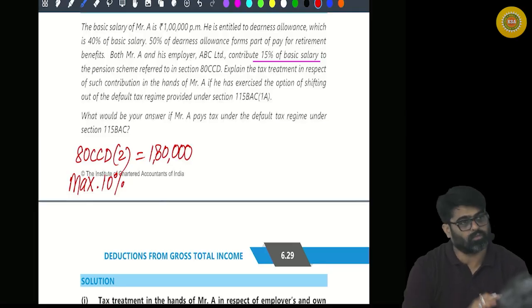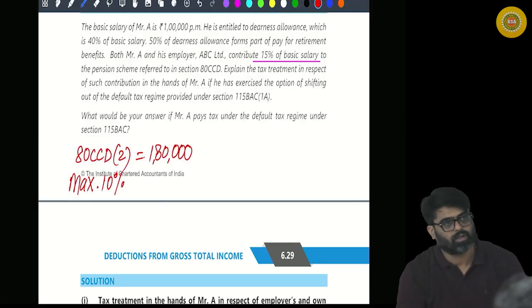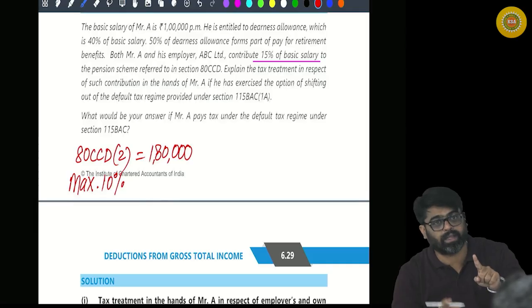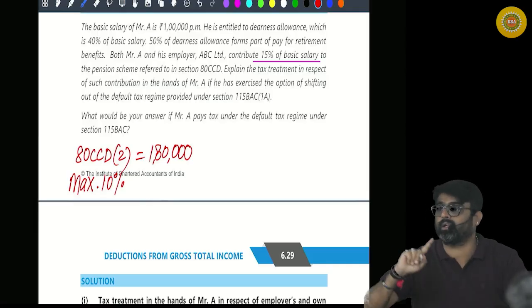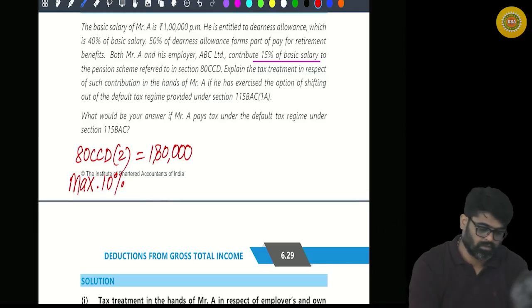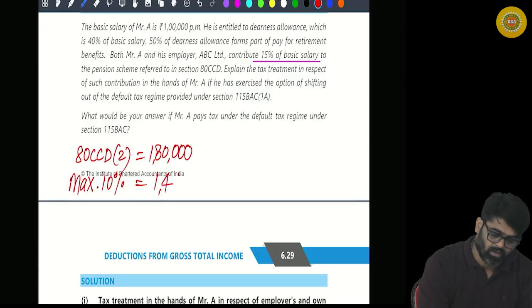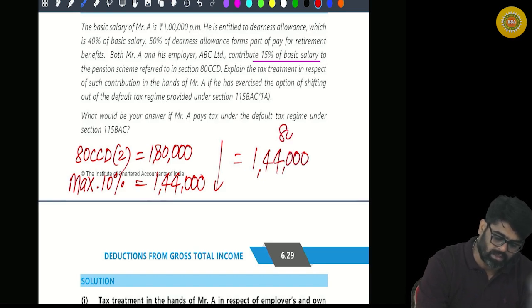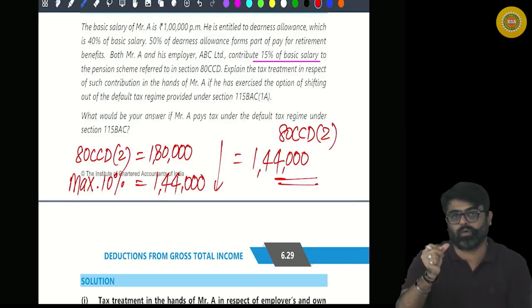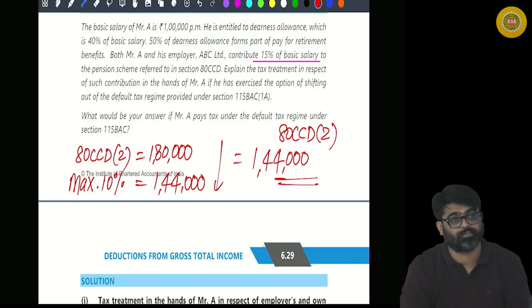So what was your salary? 12 lakh plus 2 lakh 40, 14 lakh 40,000, 10% of that. So in that case, 1 lakh 44,000, this or this, whichever is lower, 1 lakh 44,000 will be the total amount of deduction under section 80 CCD 2 if you don't follow 115 BAC.